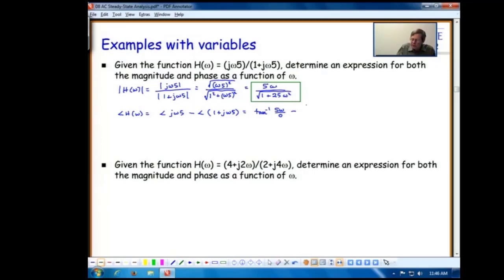And the second part is the inverse tangent of imaginary, which is 5 omega, divided by the real part, which is 1. So this turns out to be inverse tangent of plus infinity minus inverse tangent of 5 omega.